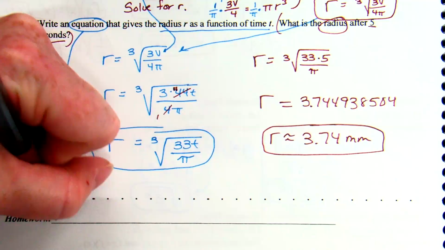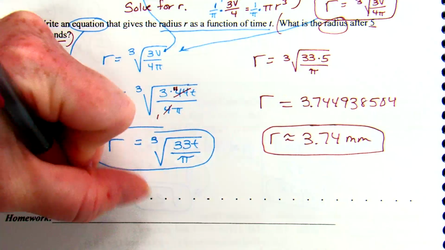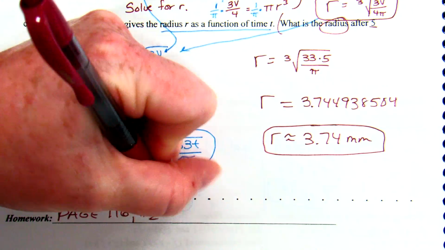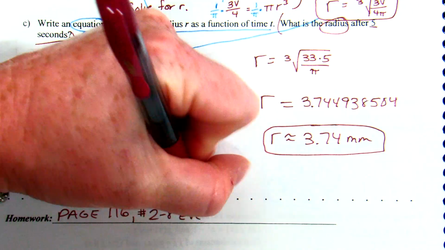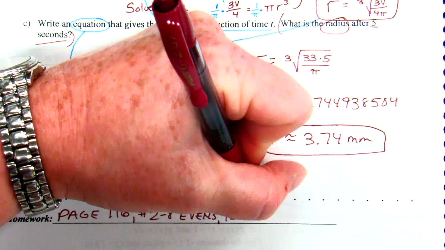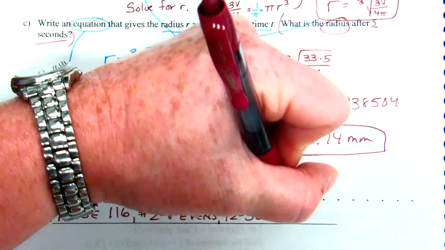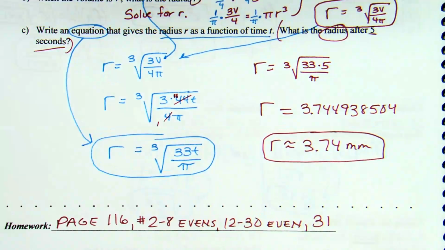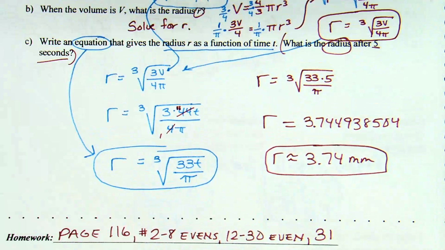Your homework, if you haven't already gotten started on it. Page 116. 2 through 8 evens. 12 through 30 even. And don't forget 31. If I had to guess without looking at it, 31 is what we just did. It's the type of problem we just did. You have work time. Use it, please.